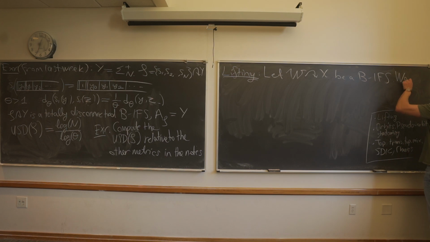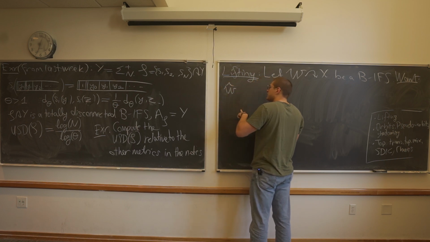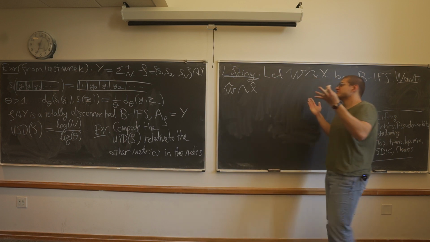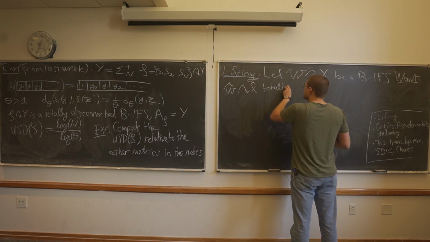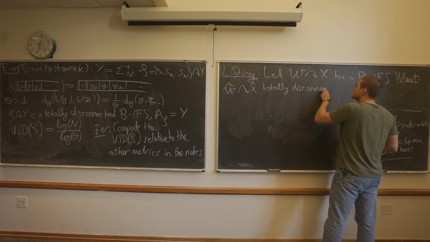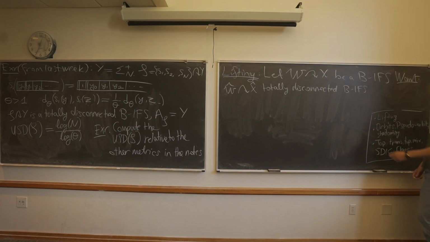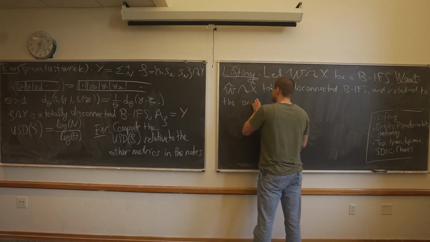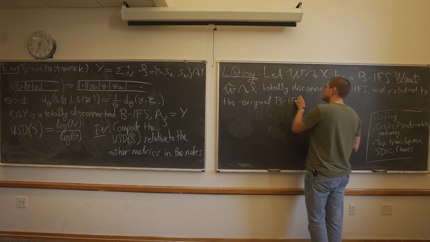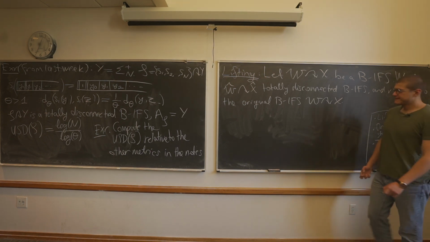What we want is a different B-IFS that I'm going to denote by W hat acting on X hat. So it's acting on a different space. I want this to be totally disconnected. And I want it to be related somehow to the original B-IFS, W acting on X. And so the way you do this is this.